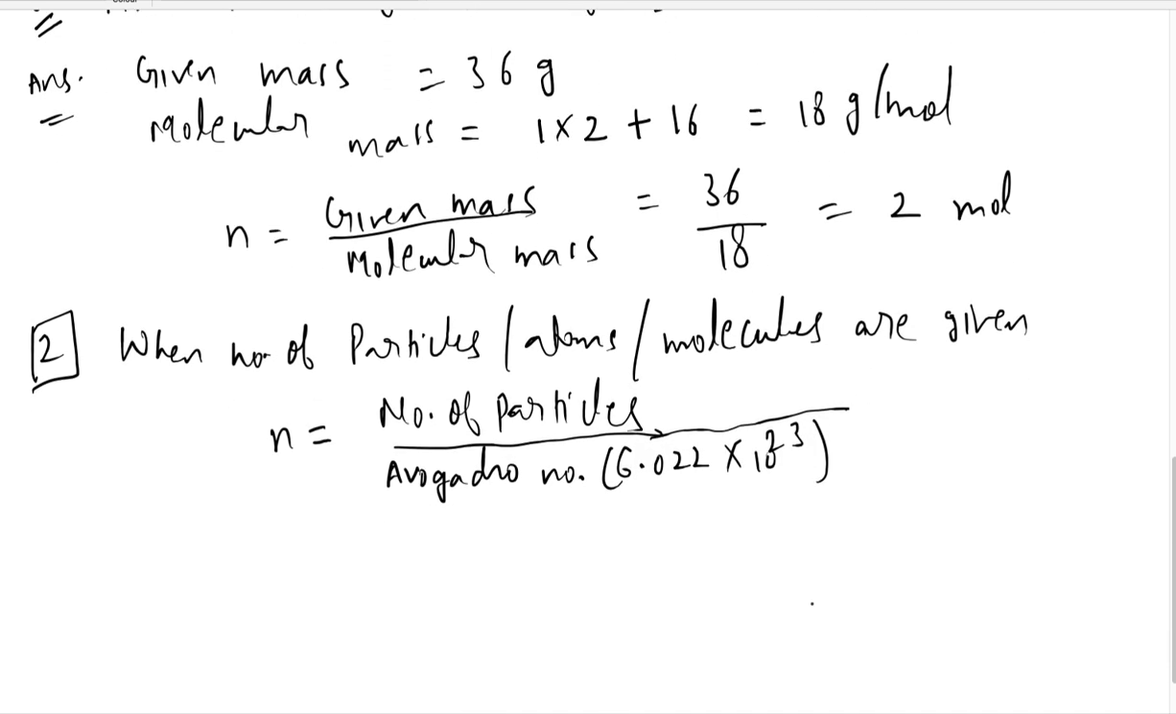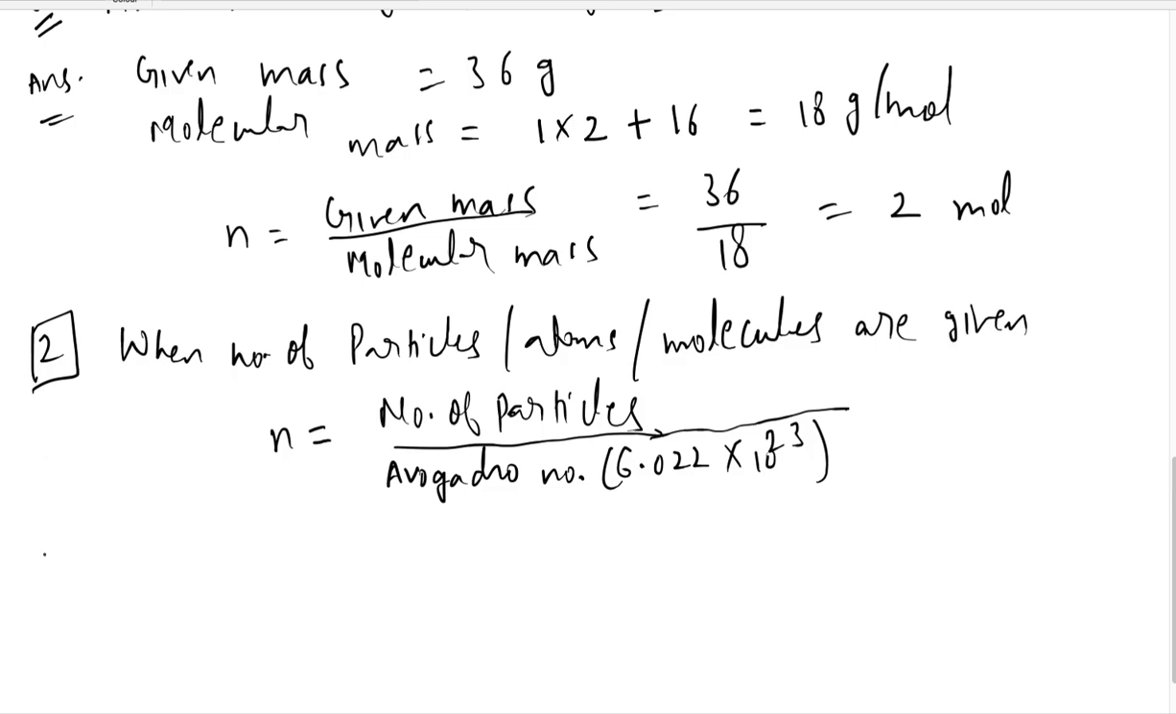I hope you don't find it very difficult to understand. Reason being, in the previous video I have already explained that 1 mole is nothing but 6.022 into 10 to the power 23 molecules, atoms or particles of that particular substance. That's why when the number of particles is given, you just have to divide by Avogadro number to find the number of moles. Okay. So we will do another simple example for this.